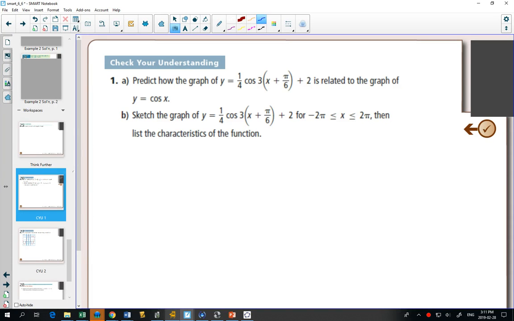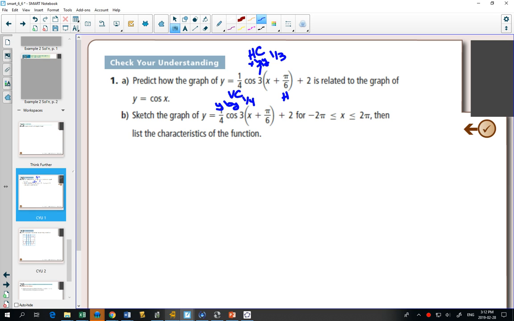To predict how the graph is related to the other graph, we can just go through each of our things here and say, what is the 1/4? The 1/4 is going to be a vertical compression. You're going to multiply your y values by 1/4. What about the 3? The 3 is a horizontal compression. You'd multiply your x values by 1/3.